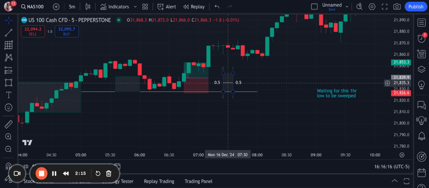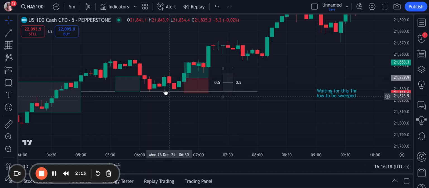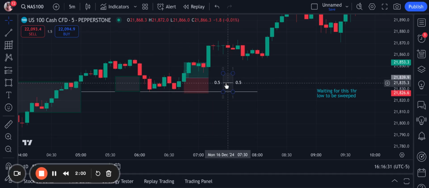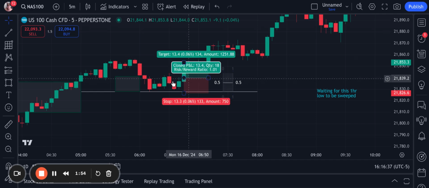Anyways, I waited for price to come down into this equilibrium, right? Which price did after the bullish break of structure to the upside. Price came down into equilibrium and then gave me a bullish candlestick coming back through this white line, which is enough confirmation for me to enter into the trade. So I enter based off of this candlestick here.